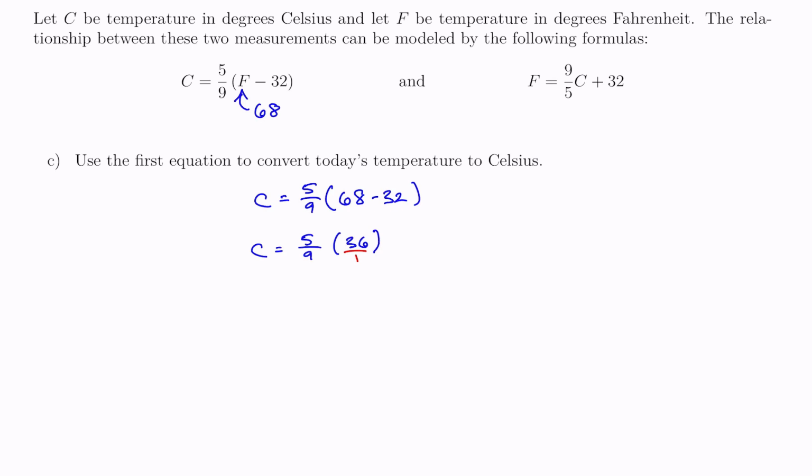So when I multiply the numerators together, I have 5 times 36, which is 180, and in the denominator, I have 9 times 1, which is 9. So this gives us the statement C equals 180 over 9. 9 happens to divide evenly into 180, so 180 divided by 9 is 20, telling us that this temperature in degrees Celsius is 20 degrees. So as a summary, I could state the temperature in Portland, Oregon right now is 20 degrees Celsius.